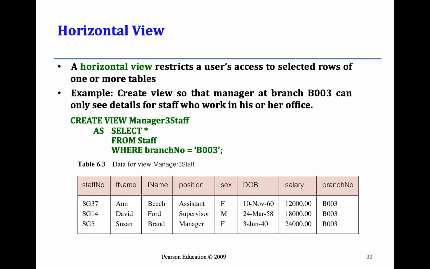And thereafter, once we've named it, we could actually perform queries on this view. So for example, we could say select star from manager 3 staff. So once the view is created, we're allowed to write queries on that view just as if it's another table in the database. Now there's some restrictions on that, and we'll get to them.